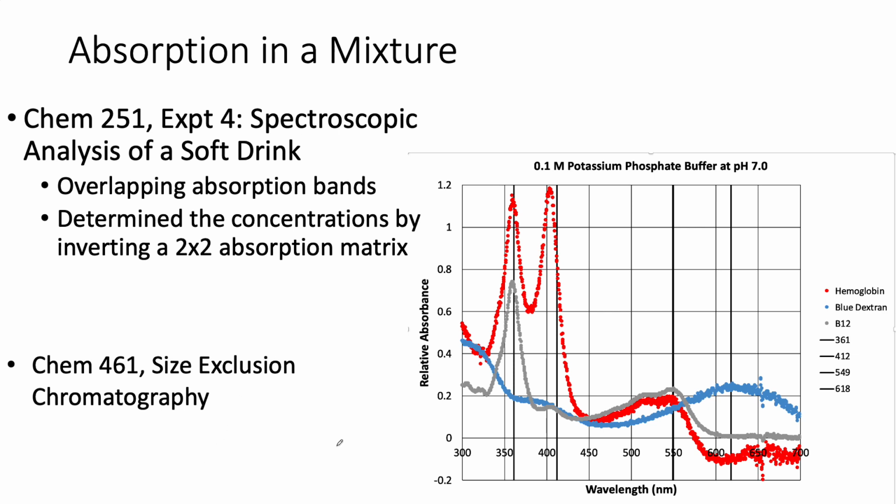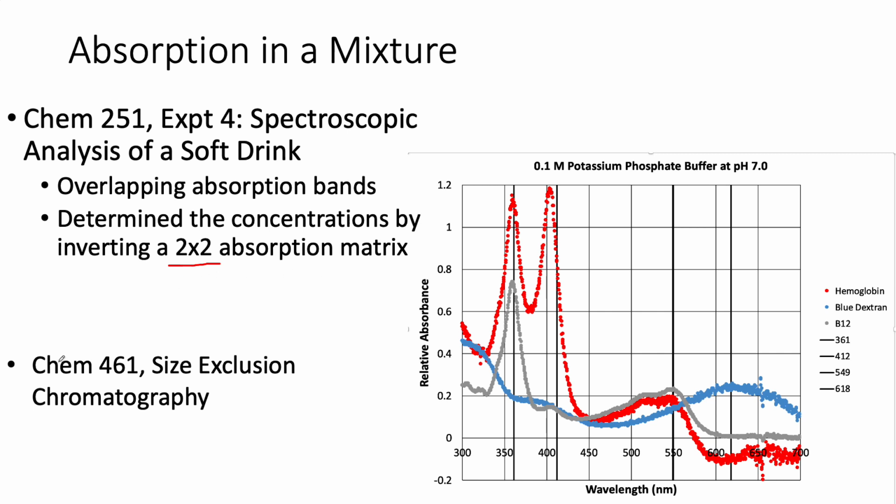In Chem 251, apparently you did an experiment, number 4, about the spectroscopic analysis of soft drink, and you had a couple of overlapping absorption bands. And so the way you deconvoluted this was to measure the absorption at those two wavelengths, and then you inverted a 2x2 matrix in order to figure out how much was due to two different chemicals, right?